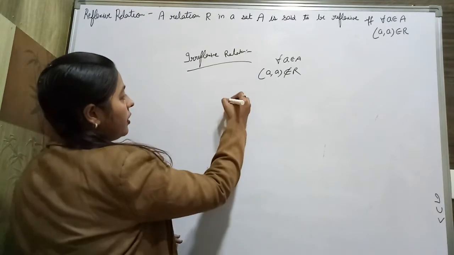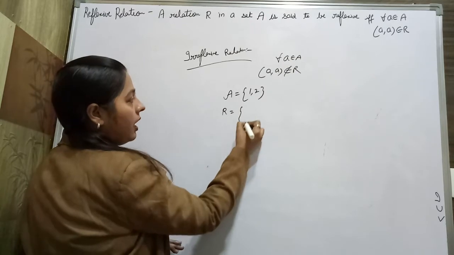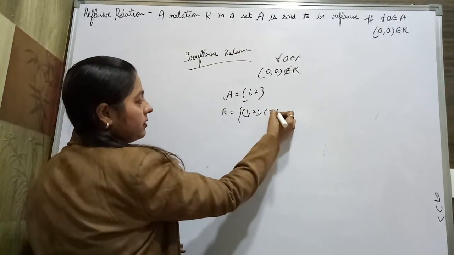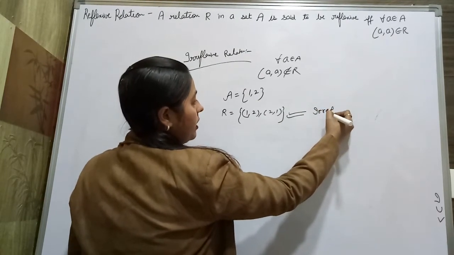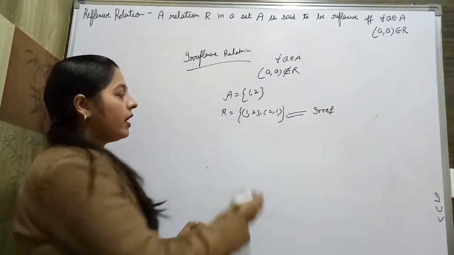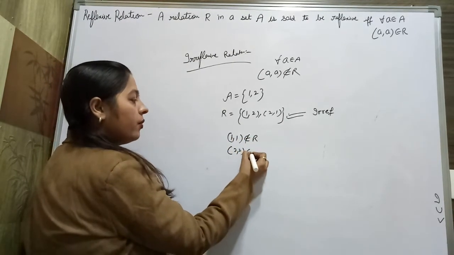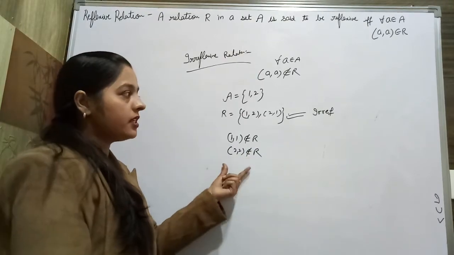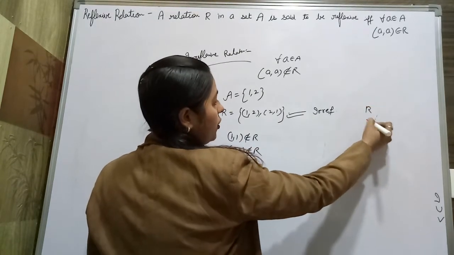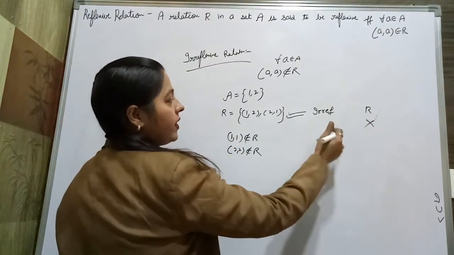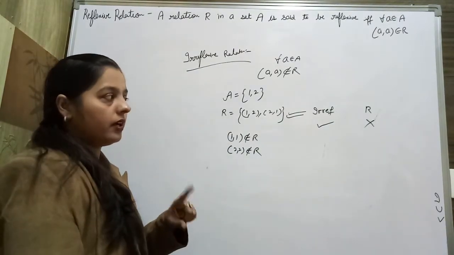So what it means is that for a set A containing elements 1, 2, if I take the relation R as (1, 2) and (2, 1), then this relation will be irreflexive. Why? Because (1, 1) and (2, 2) are not there. Neither (1, 1) belongs to R nor (2, 2) belongs to R. So this is irreflexive. But is it reflexive? For reflexive you will put no. This is not reflexive, but is it irreflexive? Yes, it is irreflexive, right?